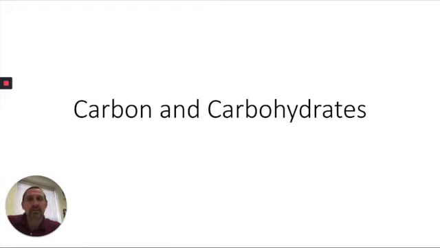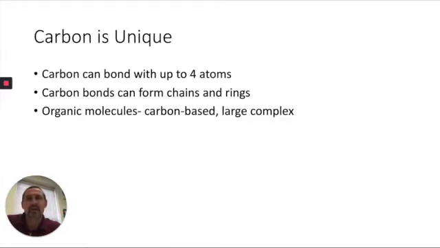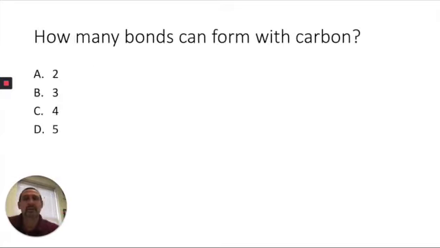This lesson is about carbon and carbohydrates. Carbon is unique as an atom because it can share electrons with four other atoms. That's significant because of that configuration: carbon can cause these molecules to make long chains and even rings. That allows large complex organic molecules to happen. So organic molecules are large, they're complex, they're carbon-based, and they're associated with living things.